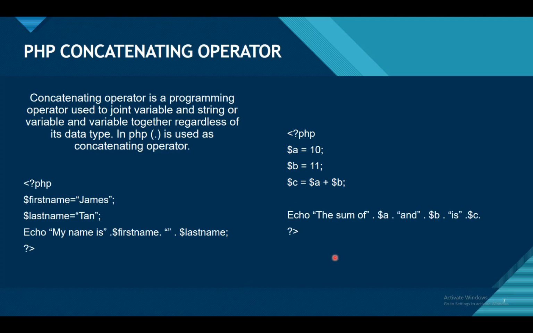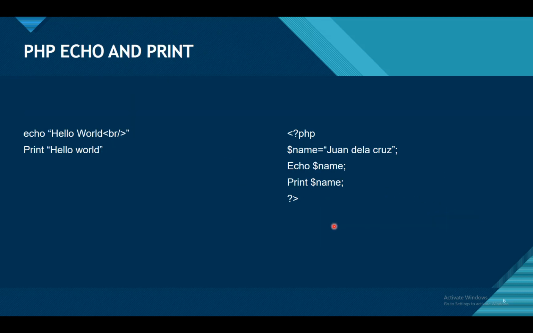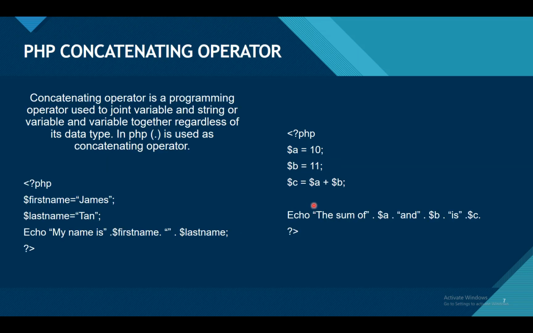Okay, next we have the concatenating operator. A concatenating operator is a programming operator used to join a variable and a string, or a variable and a variable together, regardless of its data type. In PHP, we use the period as the concatenating operator. The period allows you to join a variable and another variable, or a variable and a string.